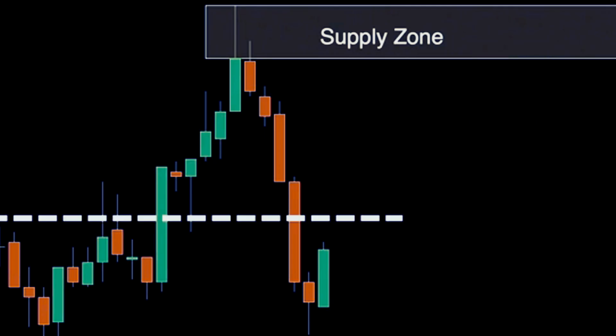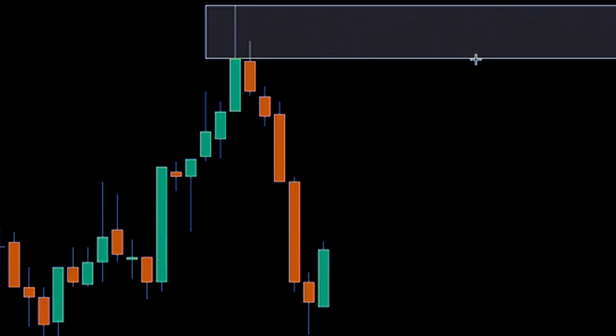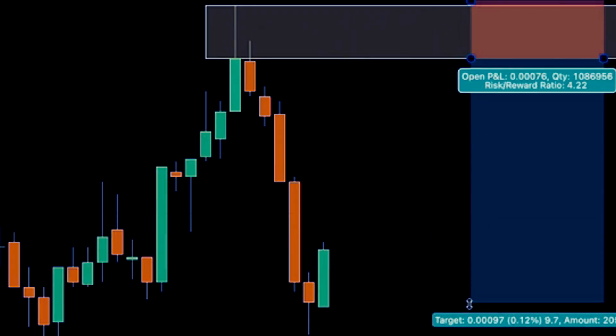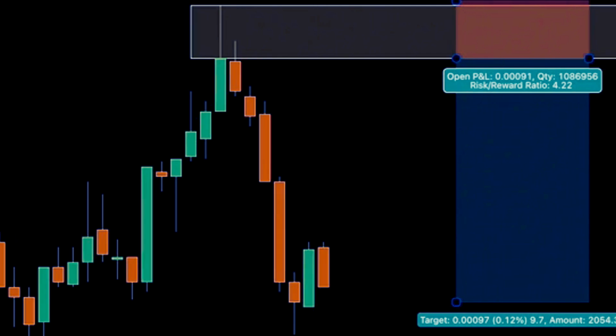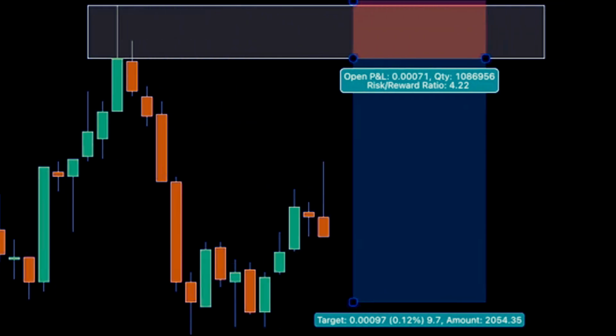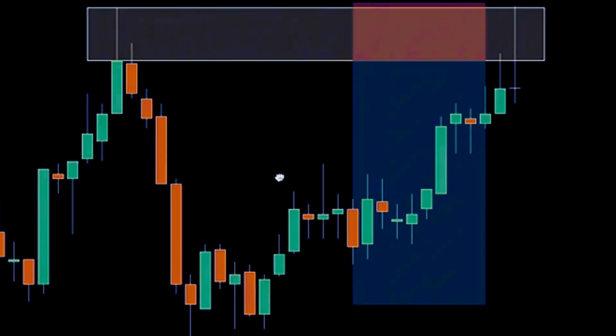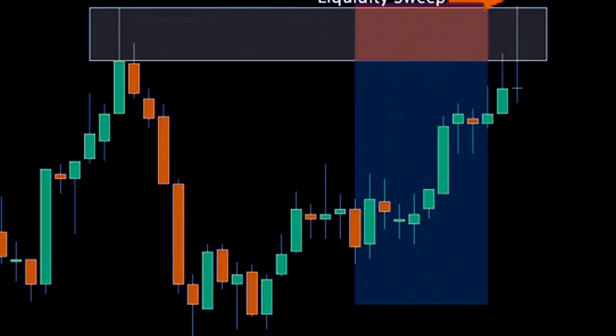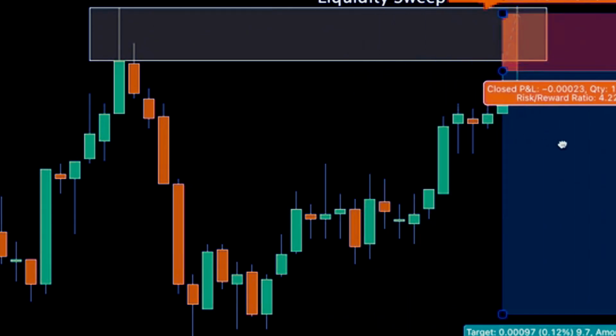As the price moved down from this zone, it broke a previous support level. This confirms that institutions likely drove the market. We have a favorable 3-to-1 risk-to-reward ratio, which is ideal for this setup. Now that the zone is qualified, let's see what happens as the price revisits. The price briefly moves above the supply zone, sweeping liquidity and triggering retail stop losses.